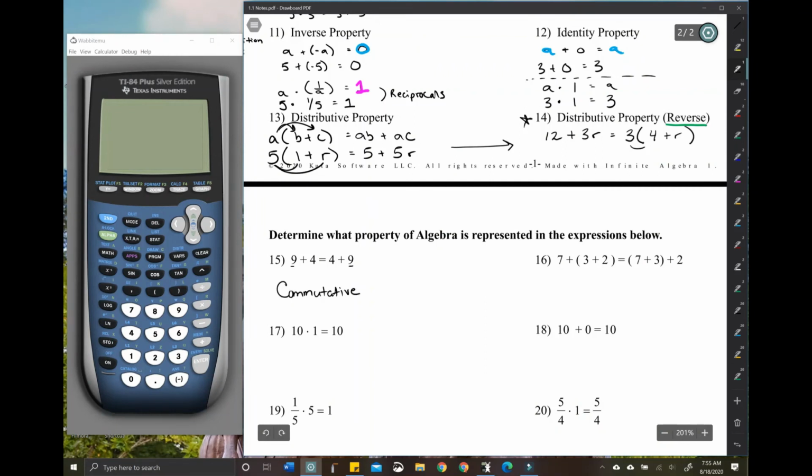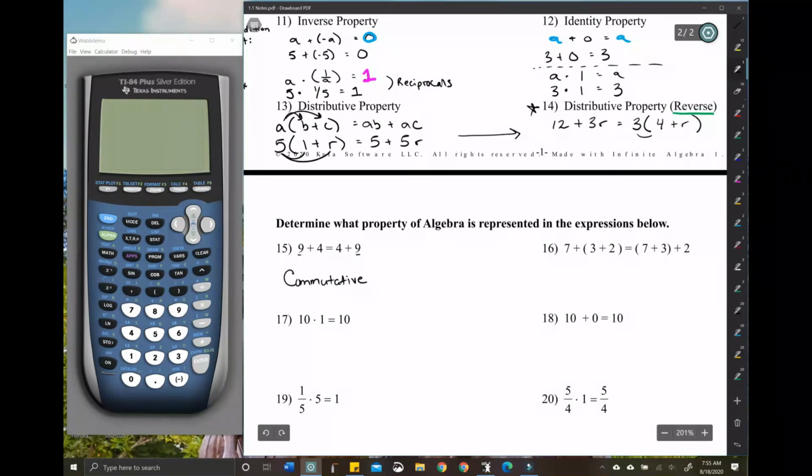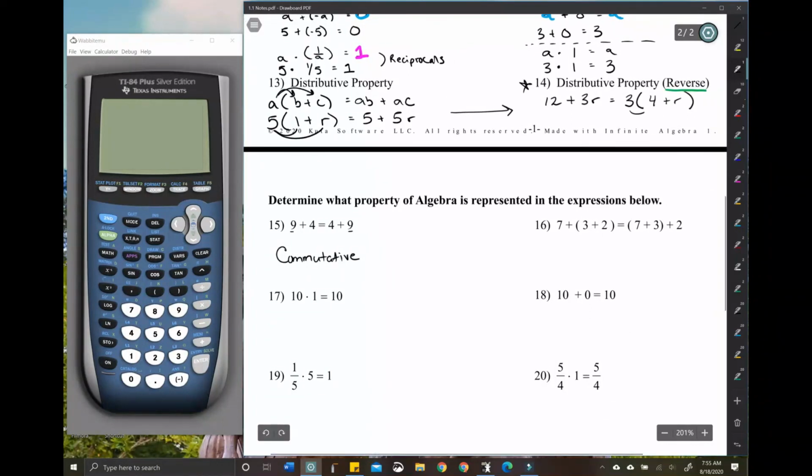Okay, 16, 7 plus 3 plus 2. Here, 7 plus 3 plus 2. Now this one, okay, notice we are swapping where the parentheses are. Here we're adding the 3 plus 2 first. Here we're adding the 7 plus 3. So this is the associative.